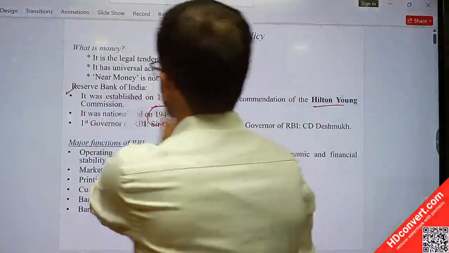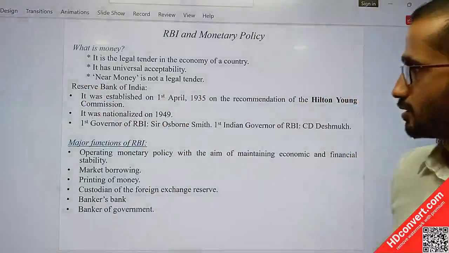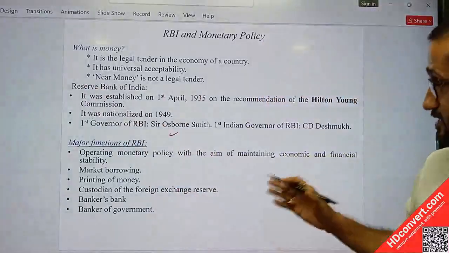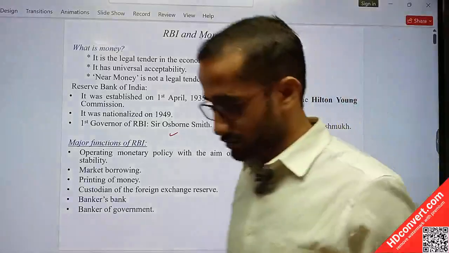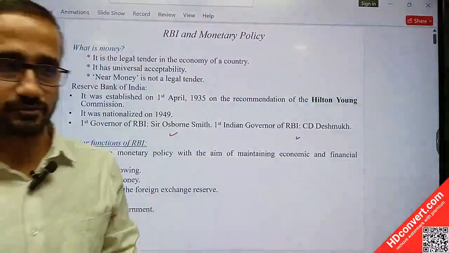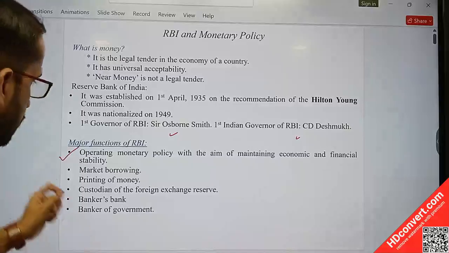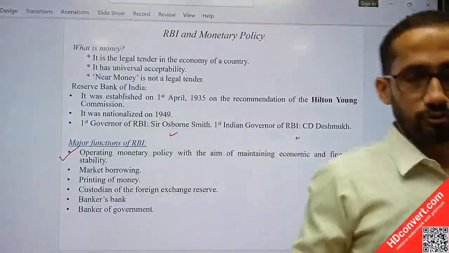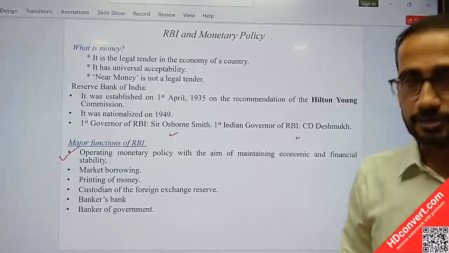And if they ask who is the first governor, the first governor of the Reserve Bank of India was Sir Osborne Smith, and the first Indian governor was C.D. Deshmukh. Now, what are the major functions of the Reserve Bank of India? First, operating the monetary policy with the aim of maintaining stability. I have already told you that the main objective of RBI is monetary policy.